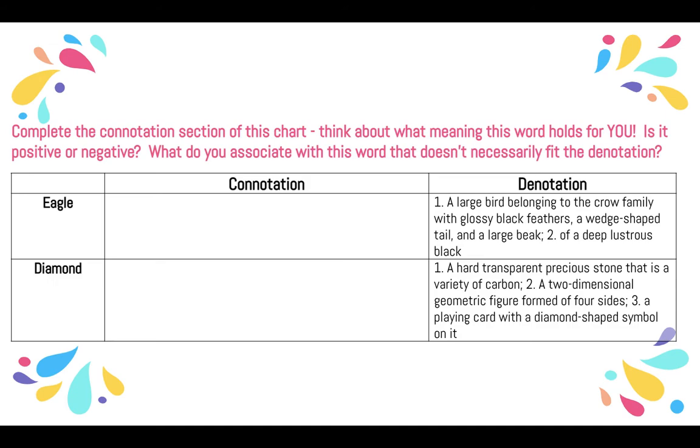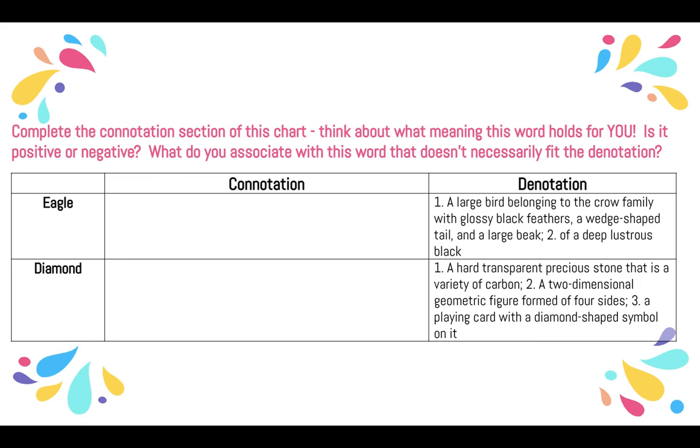So in your assignment, you've been asked to complete a chart. And so you've been given the denotation of the word. So for example, the definition of eagle is listed there. The definition of diamond is listed there. But what I want you to fill in is the connotation for the word. So when you think of eagle, what do you think of? And you might write the football team. You might write, America. There are things you associate.